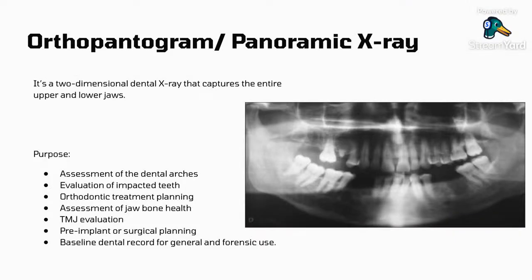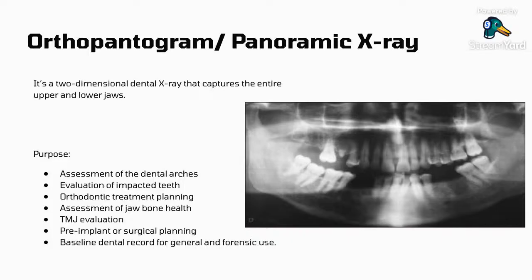And the extraoral includes OPG, also known as orthopantomogram or panoramic X-ray. It is a two-dimensional dental X-ray that captures the entire upper and lower jaw, including the teeth, the TMJs, temporomandibular joints, maxillary sinuses, and surrounding bone in a single image. Now, the purpose of this is the assessment of dental arches, so that we can evaluate the eruption patterns, missing or supernumerary teeth. Then it is the evaluation of impacted teeth, especially the third molars.